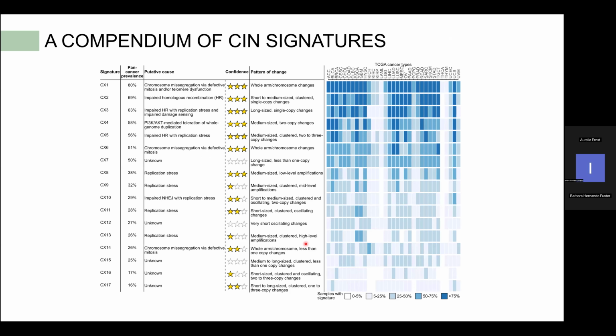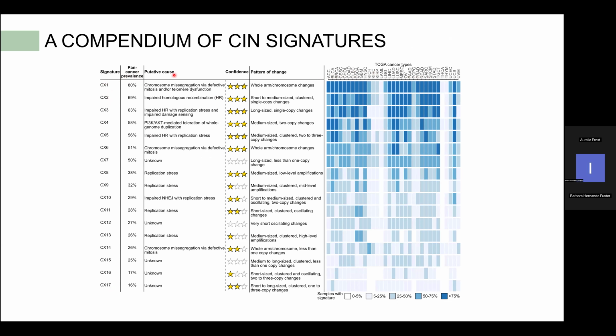So here, there is just a table that summarizes our compendium of signatures of chromosomal instability. And here in each row, you can see the 17 signatures that are included in our compendium. And they are ordered according to the prevalence at pan-cancer level. And here you can also see the prevalence of those signatures across the different tumor types that are included in the TCGA.